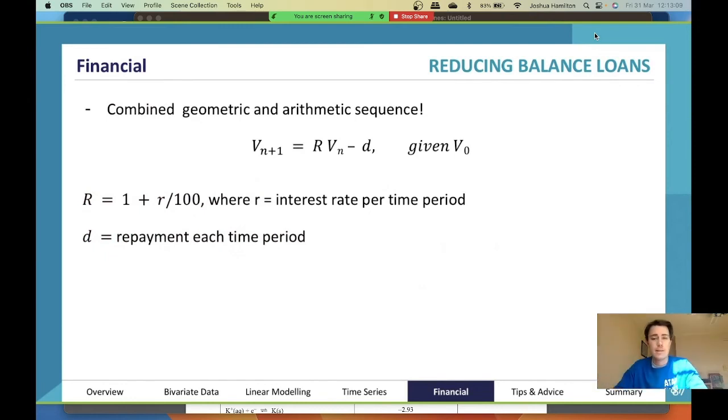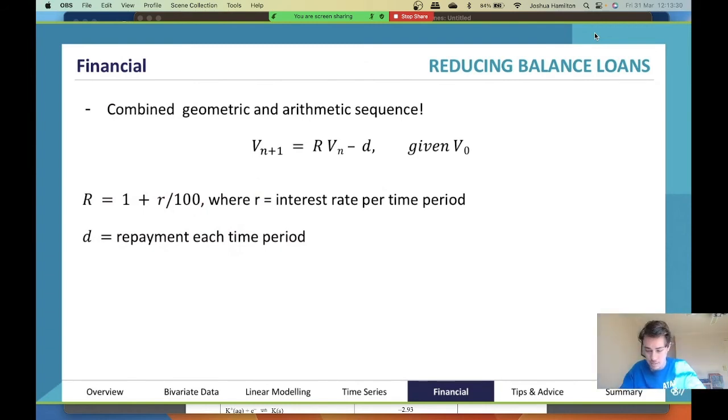So now we get into reducing balance loans. This is really where Financial Solver comes into it, and it's really essential. This is where you combine geometric and arithmetic sequences. With a loan, you don't earn the interest, you pay the interest on top of it. So interest is charged on top of whatever the principal is at the time.